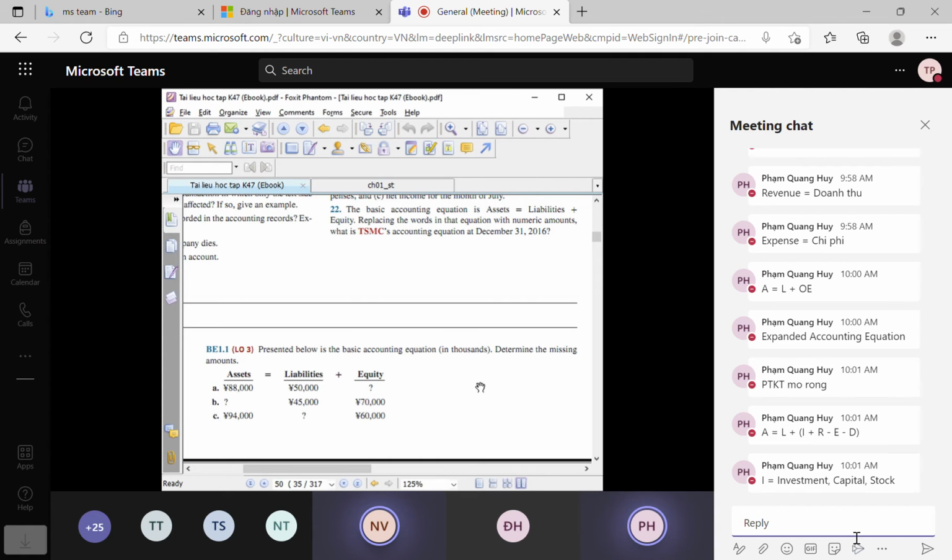Now, 1 minute for you. Please calculate them. They give you the amounts of two components among the three components, and they ask for the remaining one, right? Very easy. This is the mathematics of class 4, right? Students of class 4, you can start. The assets are 88,000 yen and liabilities are 50,000 yen. So how much is the equity? Very easy, right? This is the accounting equation.